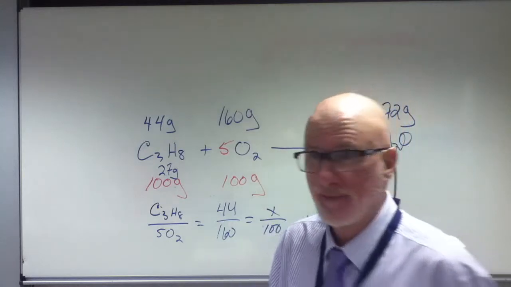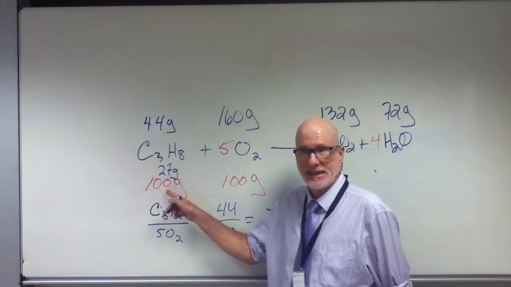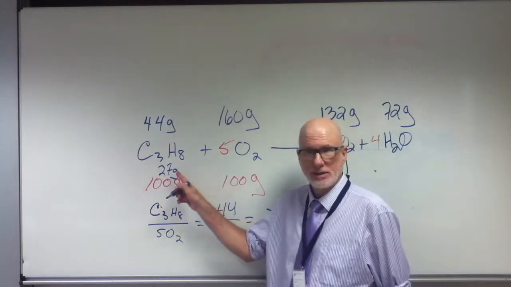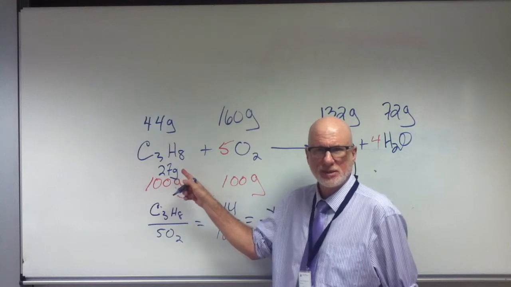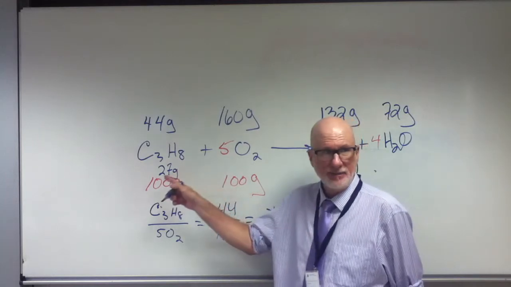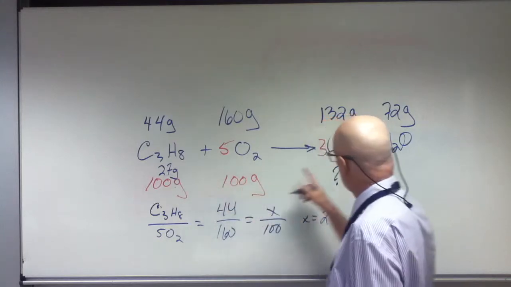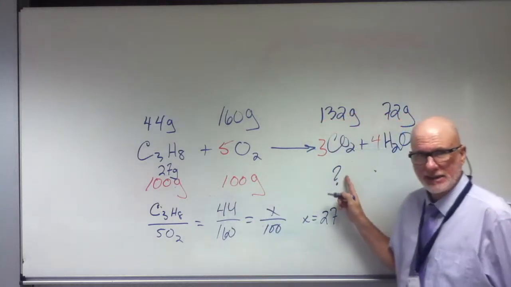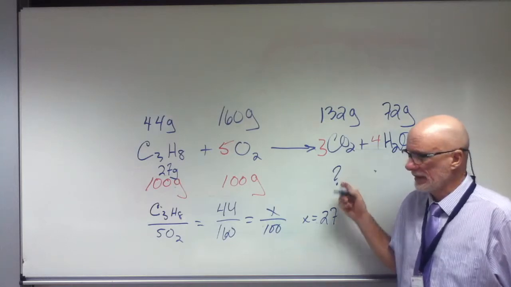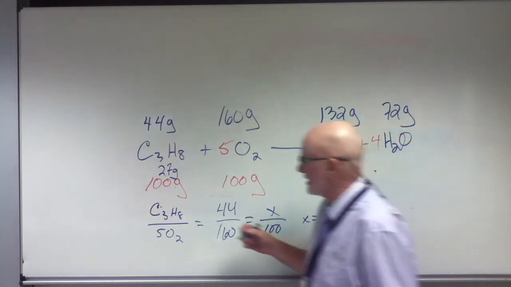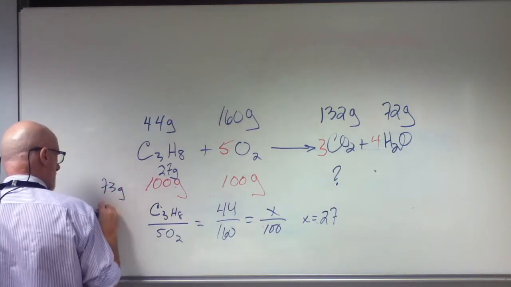73. So 73 excess. So I need 100 of this, 73 will be in excess. I need 27, right? Yeah, 27.5. Whatever, ones place is fine. You get it? So now, how much carbon dioxide am I going to get? I'm going to have 73 excess.